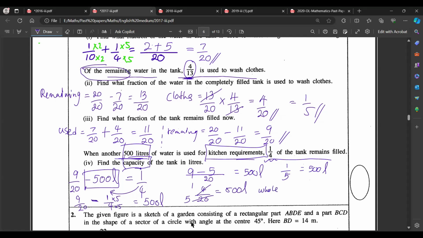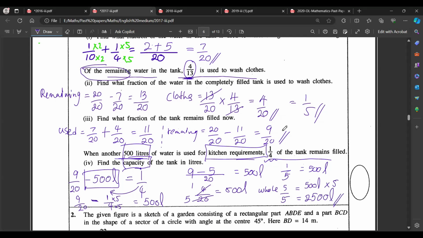That means capacity, no? If they are having 5 parts, you have to consider all 5 parts, no? 1 part equals 500. So 5 parts equal, you have to multiply this volume by 5. 500 into 5 is 2500 liters. So capacity should be 2500 liters.